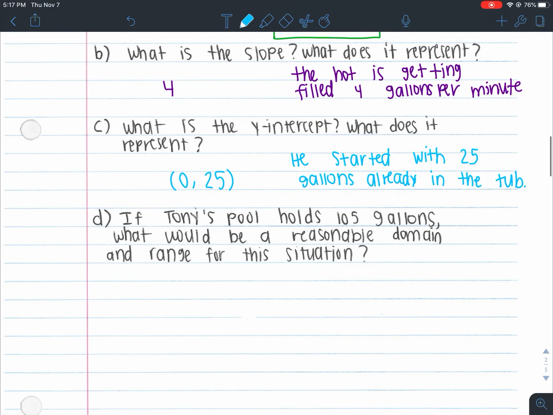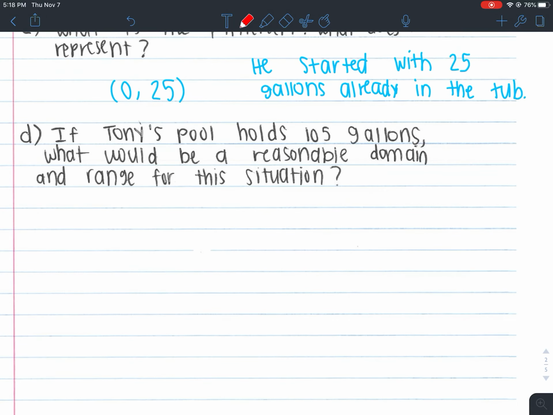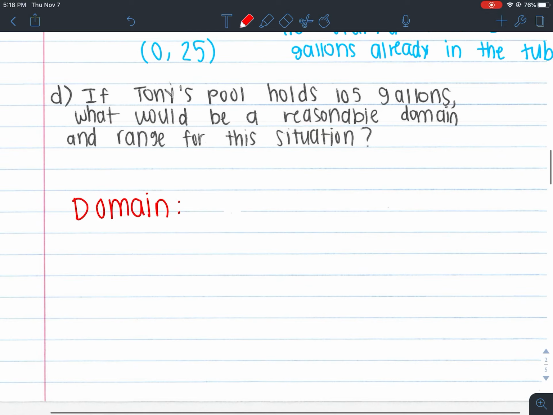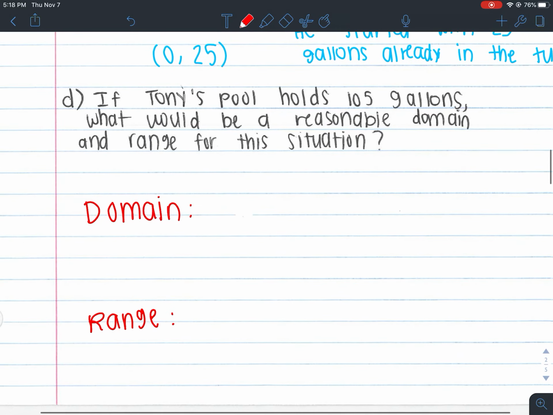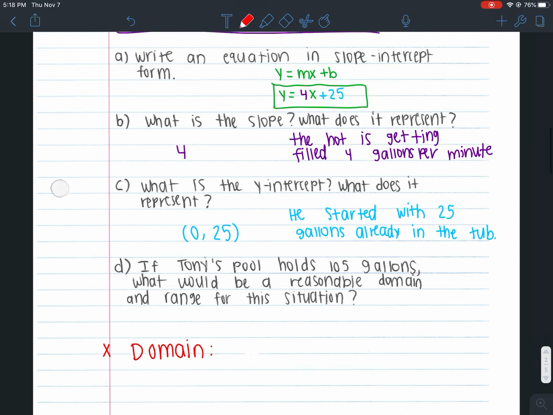Okay, moving on. If Tony's pool holds 105 gallons, what would be the reasonable domain and range for this situation? Okay, so domain and range. Lovely domain and range. We haven't talked about this in a while, but let's go ahead and write this down. So we have domain and range. So just to remind you that domain is associated with your x values and range is associated with their y values. So it's helpful to note what our x and y values are.